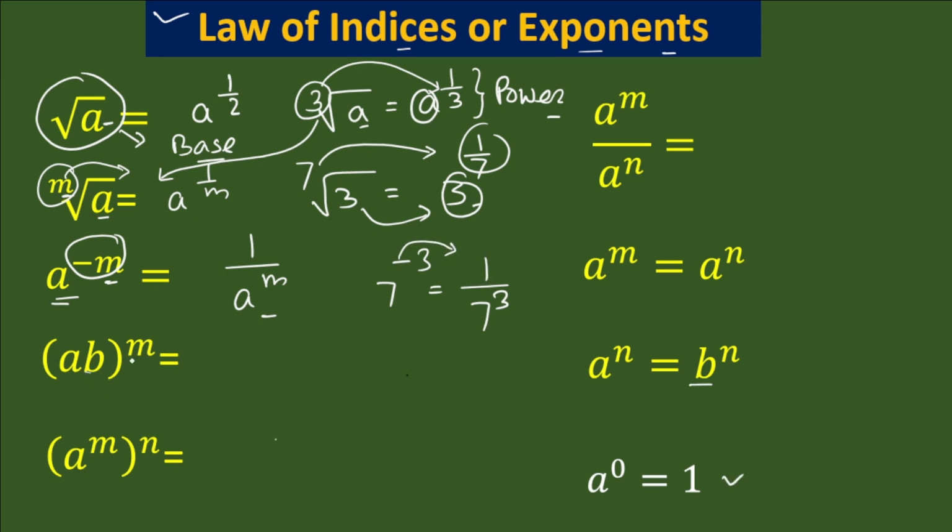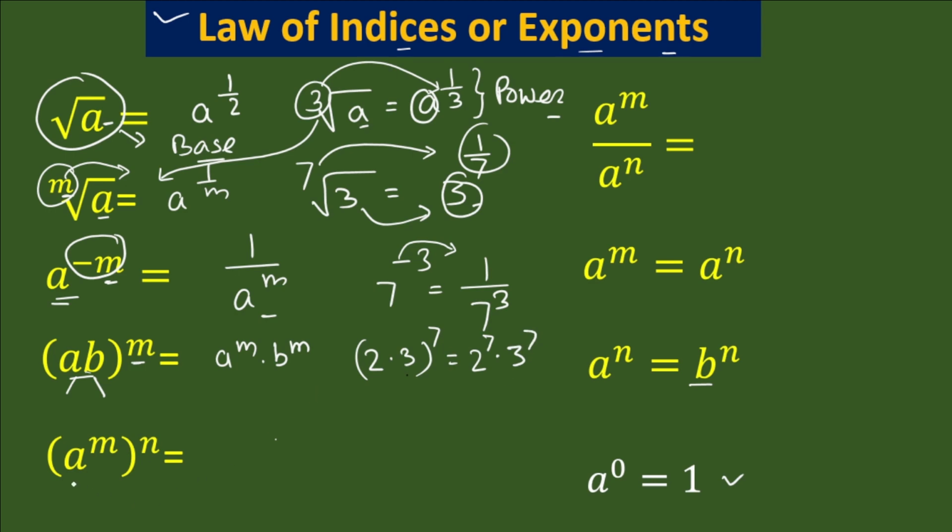Now moving next, we have the multiplication of two different bases a and b, so a is different and b is different. The bases are different but the power m is the same. The formula will be a powered by m multiplied by b powered by m. Let us understand by one example: we have 2 multiplied by 3 powered by 7. So we can write it as 2 powered by 7 multiplied by 3 powered by 7.